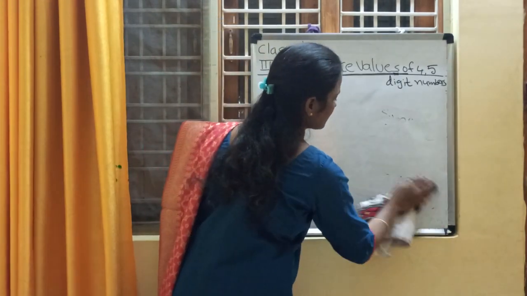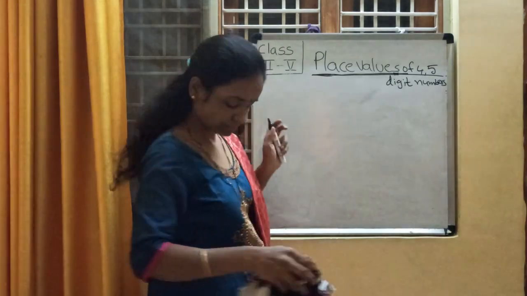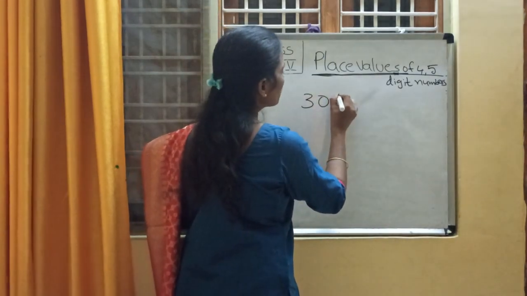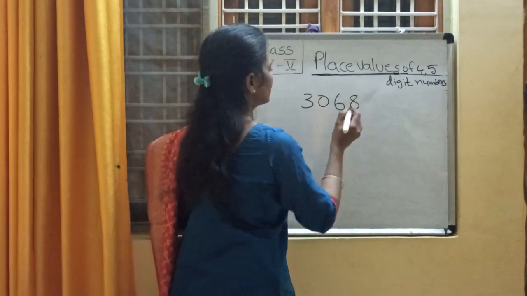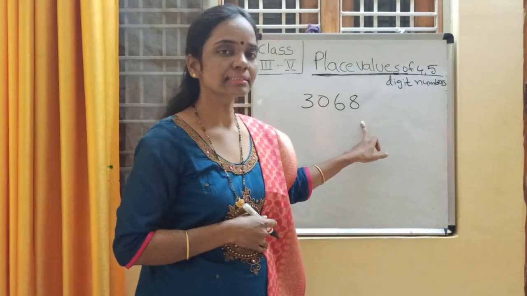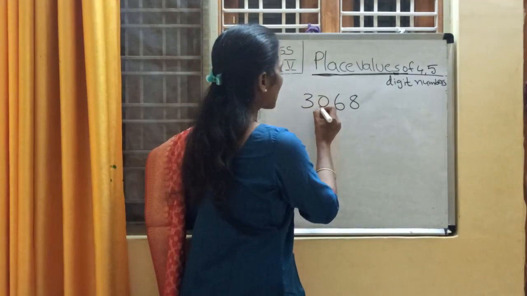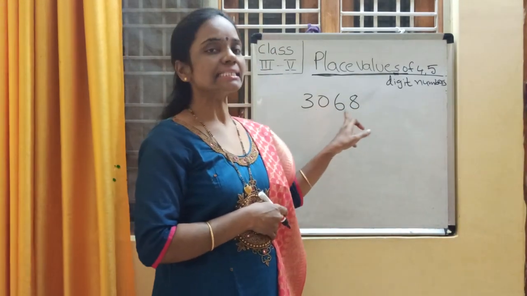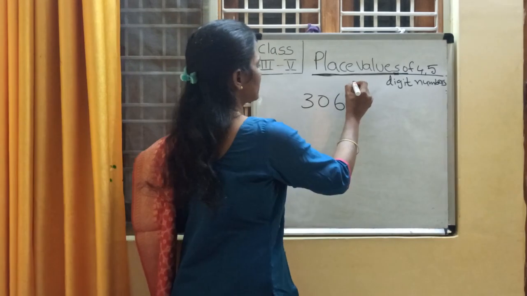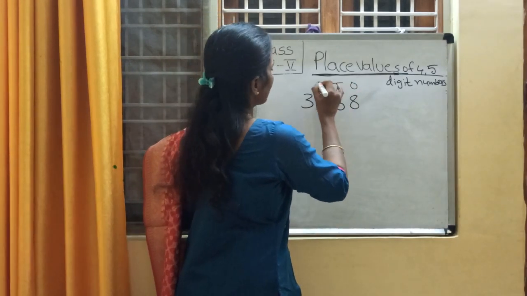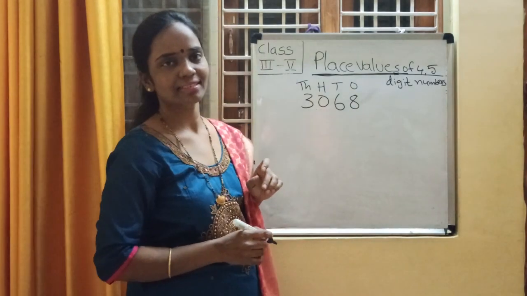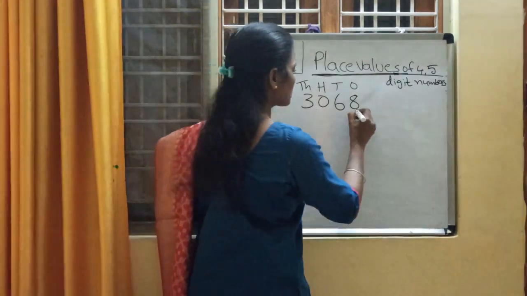Next take another example. 3, 0, 6, 8. Read this number. It is 3068. Write down the places. 1's place, 10's place, 100's place, 1000's place. Now write down the place values.